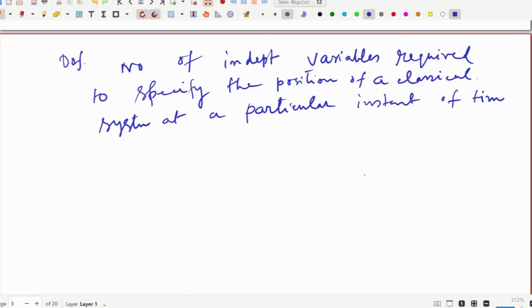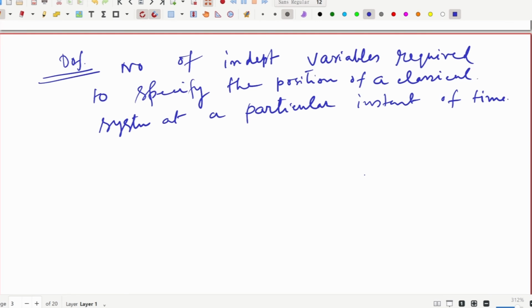So, this is the definition of degrees of freedom we will follow in this course: the number of independent variables required to specify the position of a classical system at a particular instant of time. If we consider a few examples, this will be clear to you.